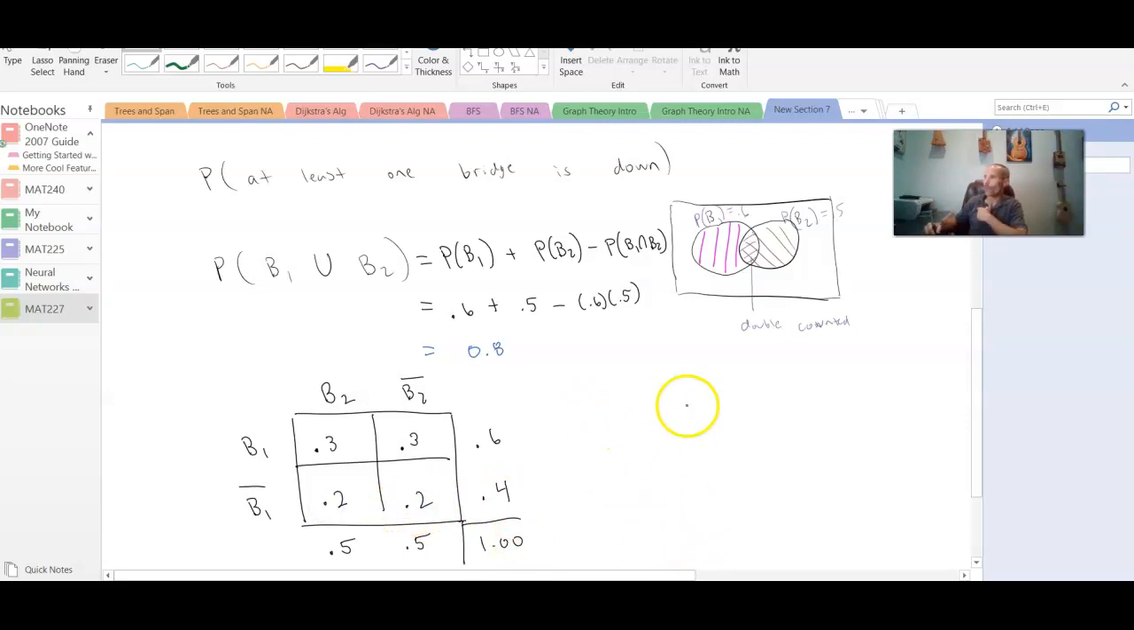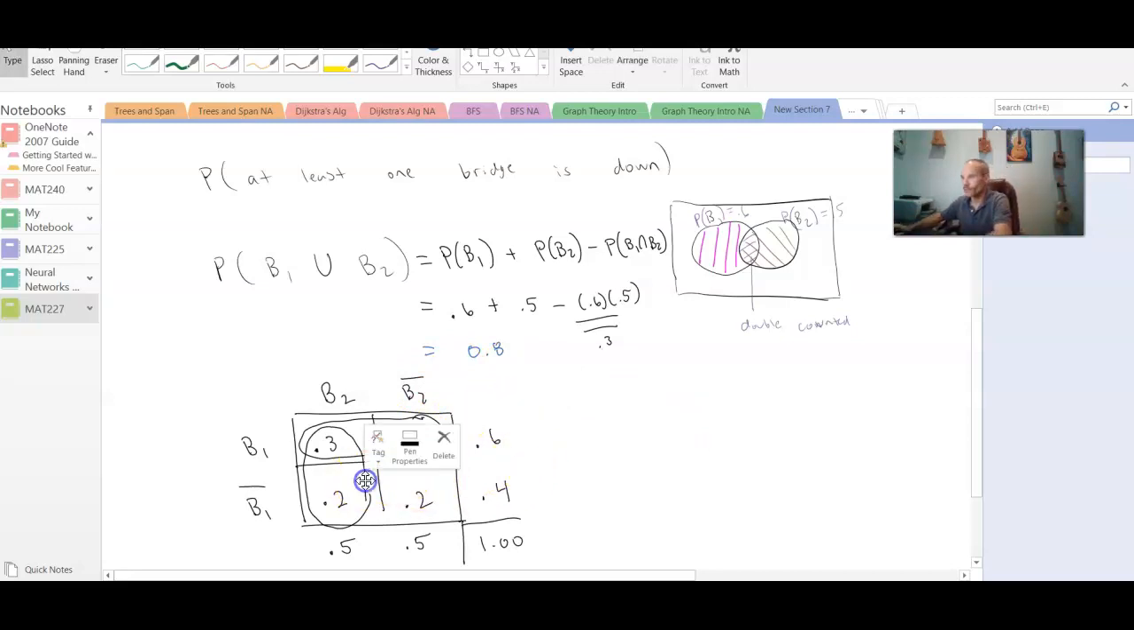Now, if what I did is add together the probability of B1, which is basically this 0.6, and that 0.6 comes from adding those two together, and we add that to the probability of B2, which is 0.5, which is the sum of these two values, we can see that this 0.3 gets counted in twice, and that's exactly what we're subtracting away to account for that overlap. This is just another visual way to see that.